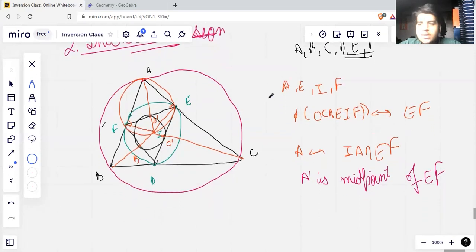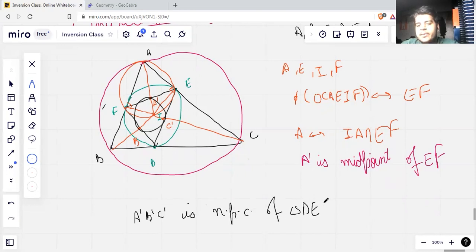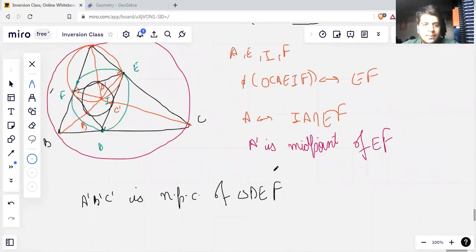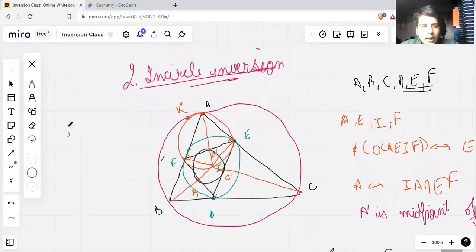So, what is this circle? This is the circle passing through the midpoints of the three sides. So, A dash, B dash, C dash is the 9-point circle of triangle DEF. Right? There are many other nice properties also. One nice property is, if we consider the second intersection of this circle with the circumcircle, let's call this K. What will be the inverse of K? I'd recommend you to pause the video and think about what it would be.